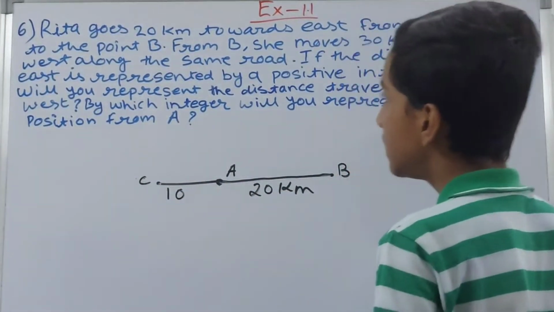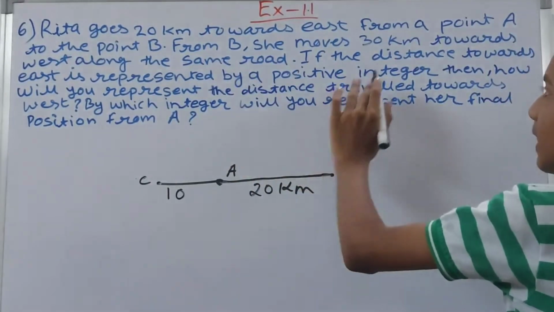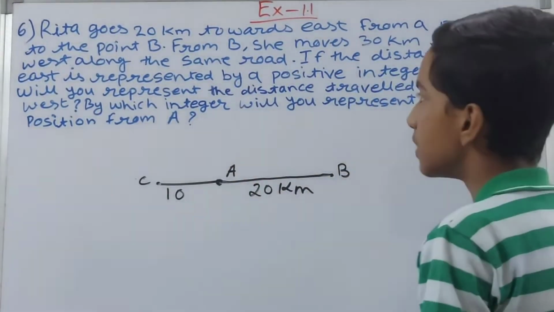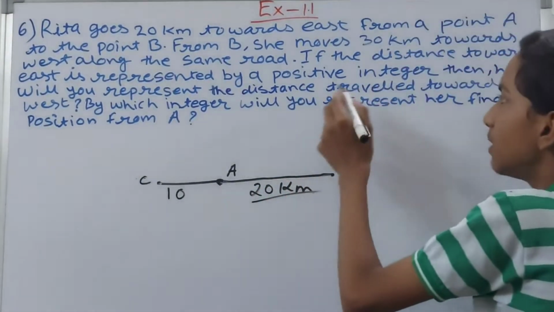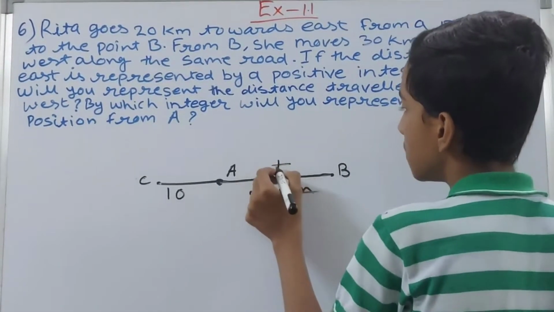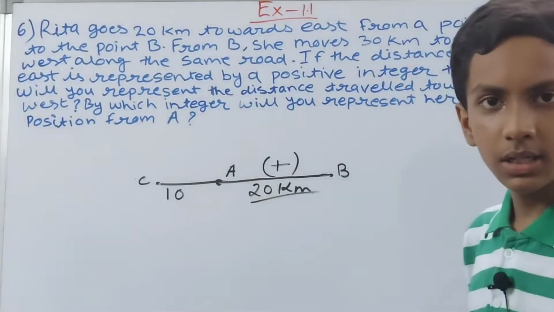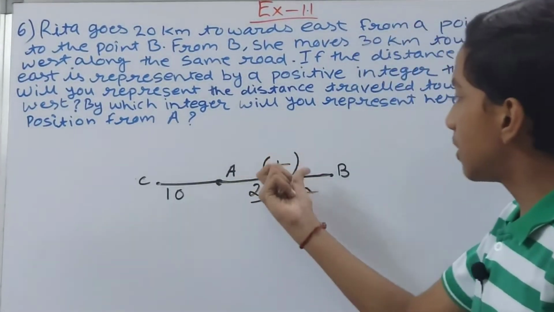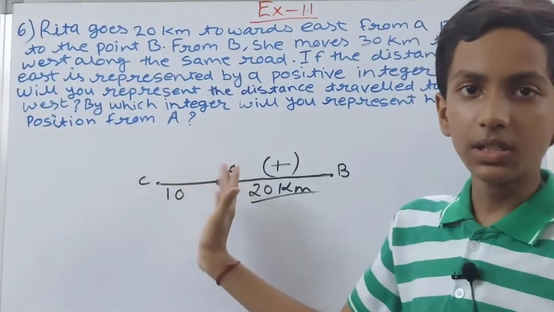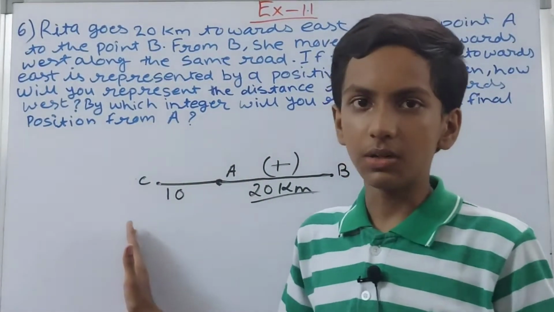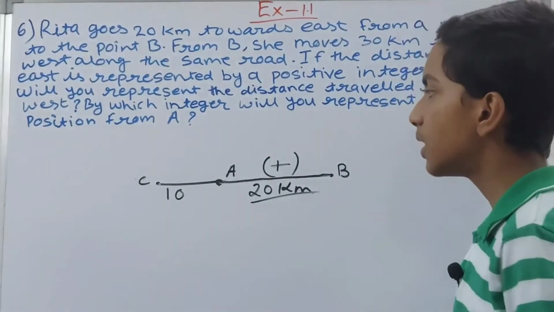Alright. Now it is saying that if the distance towards the east, that is basically this 20 kilometers, is represented by a positive integer, so this is represented by a plus sign. Distance towards the east is represented by the plus sign. Then what will the distance towards the west be represented by? That is, with which sign will it be represented?